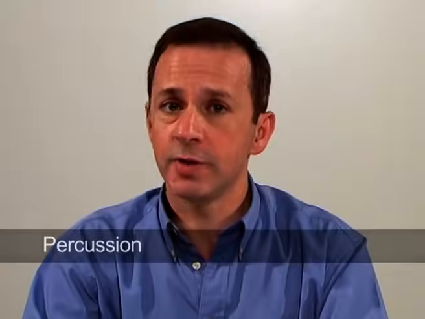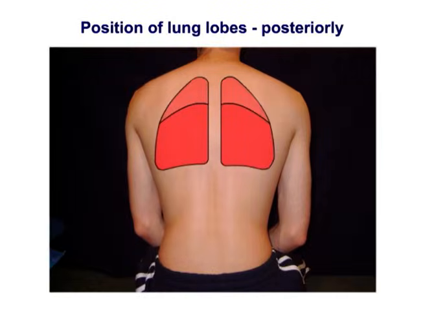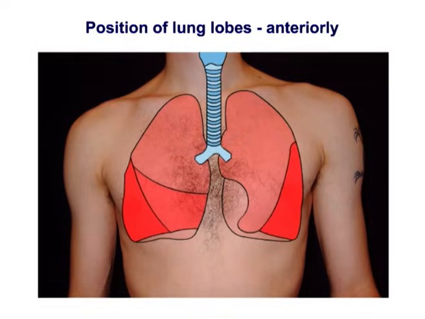The next stage is percussion. When percussing or auscultating, always attempt to visualize the underlying structures and in particular the anatomical divisions of the lungs and the position of the lobes. Remember that the posterior thoracic wall mostly overlies the lower lobes, whilst the anterior thoracic wall overlies the upper and middle lobes.